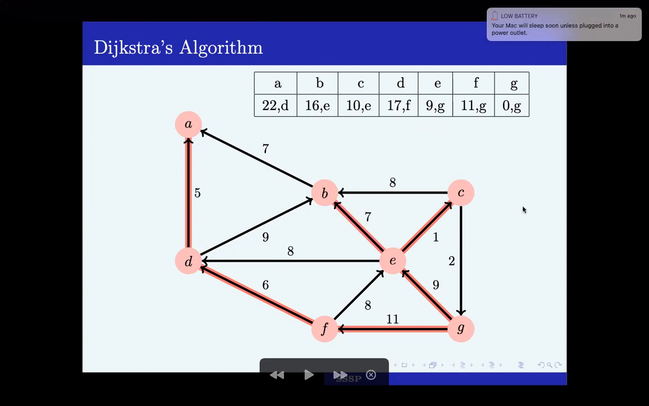Every time I look at all the vertices that are one level away from my boundary, and I find out the shortest one among them, the one that I can reach with the minimum cost, and that is the one I'm adding to my set of things for which I know my distance.